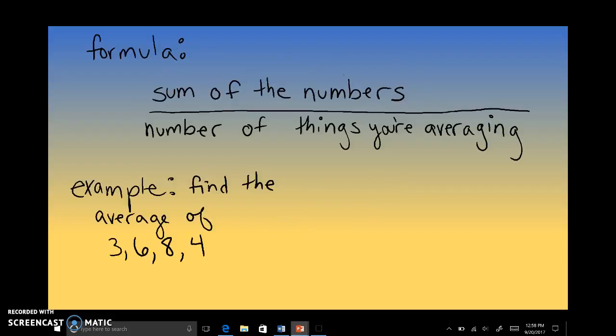So to find average, we have a formula, and that I have listed right here. It is the sum of the numbers divided by the number of things that you're averaging. We don't have this formula in your textbook, so I would recommend that you write this down in your notes. If you need to pause the video to do so, I would do that now.